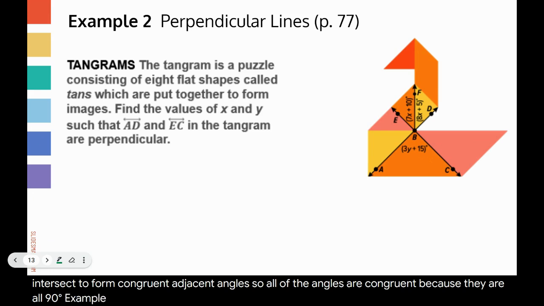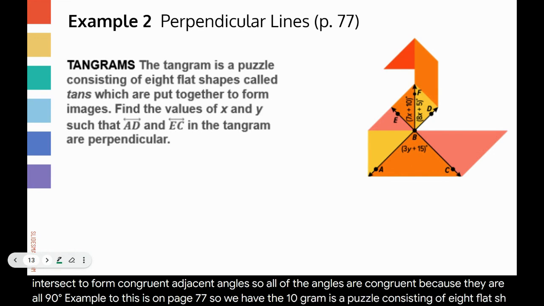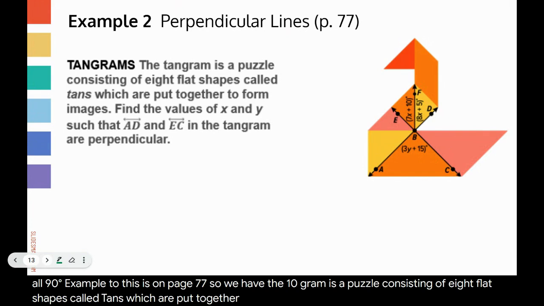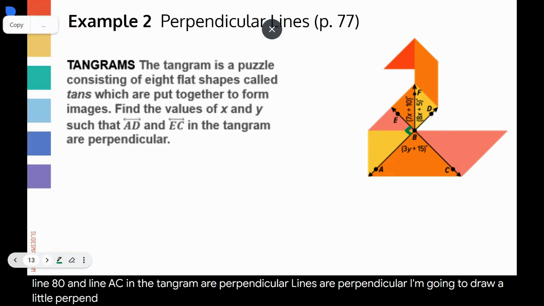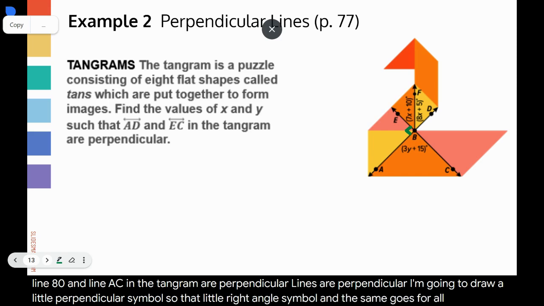Okay, example 2, this is on page 77. So we have the tangram is a puzzle consisting of 8 flat shapes called tans, which are put together to form images. Find the values of x and y such that line AD and line EC in the tangram are perpendicular. So since the two lines are perpendicular, I'm going to draw a little perpendicular symbol, so that little right angle symbol, and the same goes for all of the angles.